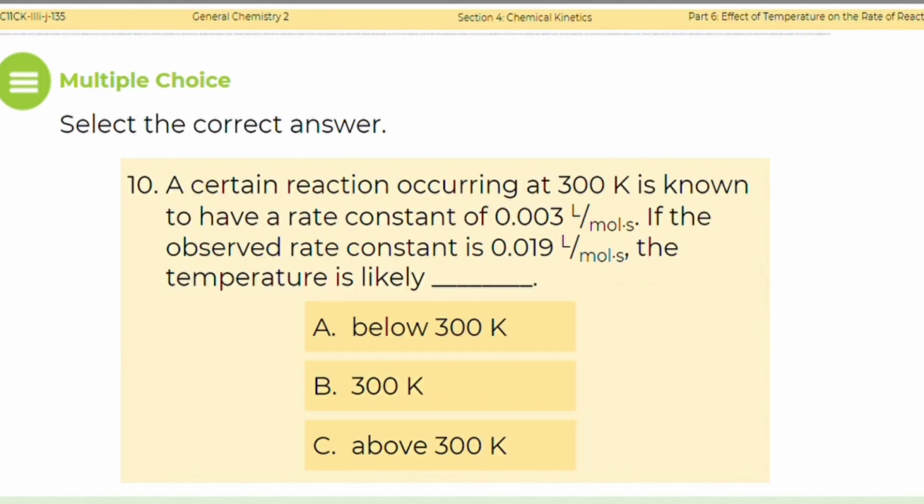And last but not the least, number 10. A certain reaction occurring at 300 Kelvin is known to have a rate constant of 0.003 liter per mole second. If the observed rate constant is 0.019 liter per mole second, the temperature is likely blank. Select the correct answer. And that would be all.